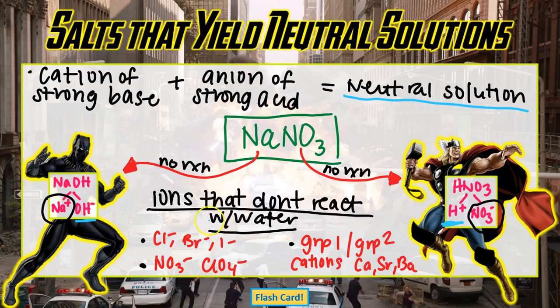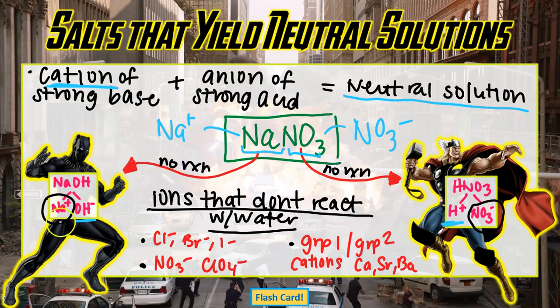So let's go ahead and get into an example. An example would be NaNO3. First, you want to identify the cation and the anion. As you can see, this breaks into Na plus, and this is going to be NO3 minus. And so this means that we have to identify and verify that Na plus is the cation of a strong base. So that means you definitely have to remember what a strong acid is and a strong base. And we know anything outside of those are going to be weak acids and weak bases.